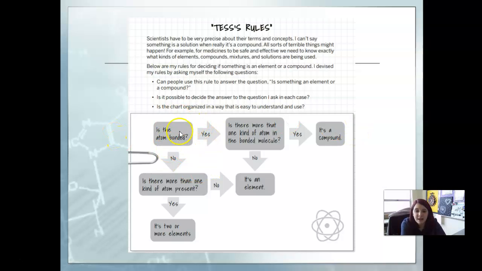So they start with, is the atom bonded? If it is, they move to the next part. Is there more than one kind of atom in the bonded molecule? If it's yes, it's a compound. If it's no, it's an element. If the atom is not bonded, we would go down here. Is there more than one kind of atom present? If it's not, it's an element. If it's a yes, it's two or more elements. So notice how this is pretty easy to follow because you just follow the arrows.